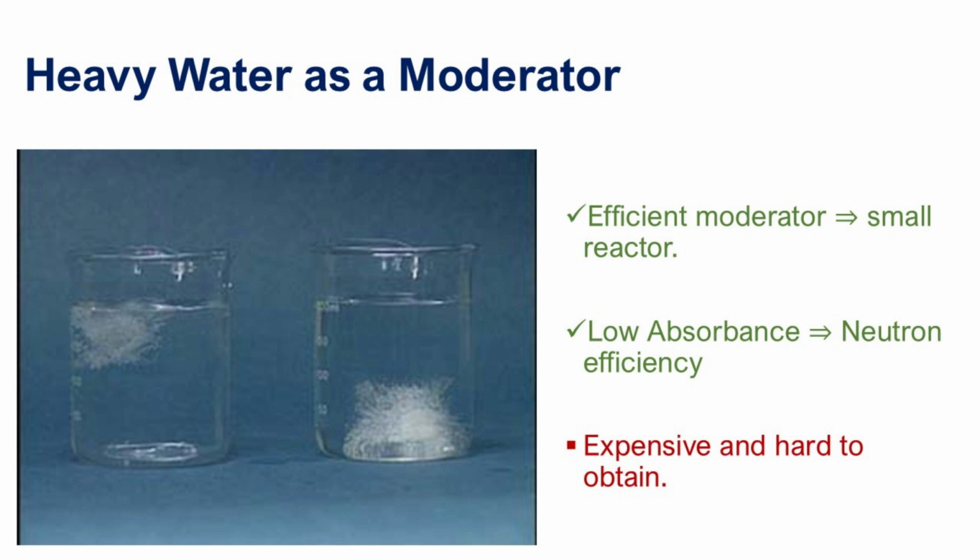One of the first moderators to be used in nuclear reactors, and still used in Canadian CANDU reactors, is heavy water. It's an incredibly efficient moderator, and so the nuclear reactors can be very small. One of the reasons that heavy water is so efficient is because it absorbs far, far fewer neutrons. That's because we have deuterium in the water rather than standard hydrogen. So the low absorption leads to better neutron efficiency. The downside of heavy water is that it's expensive and hard to obtain.